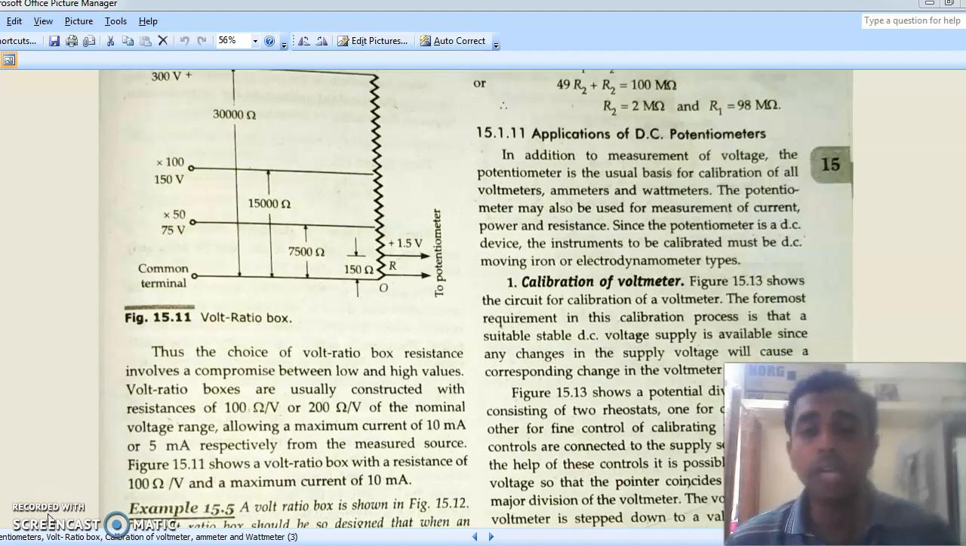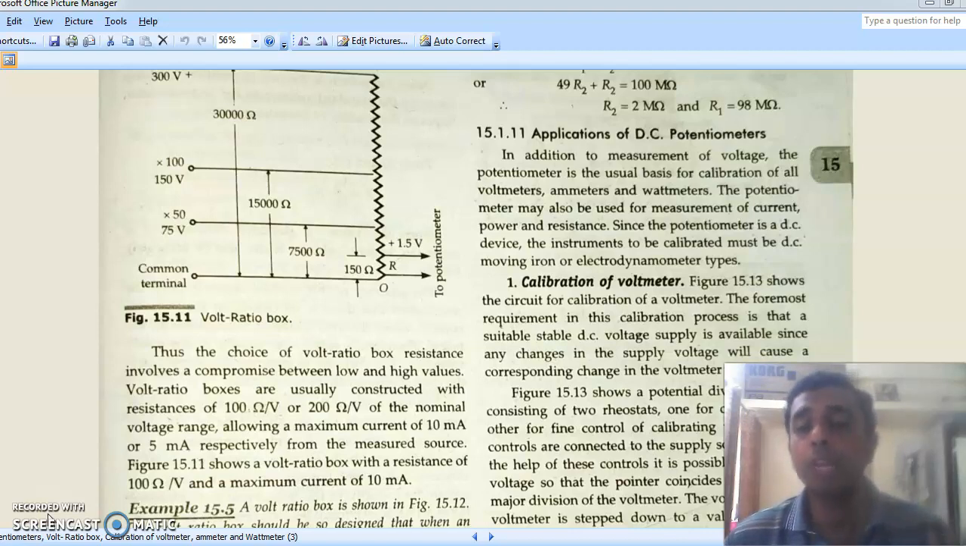So absolute standard means we can calibrate any instrument, a voltmeter for instance, against the DC potentiometer. So we have a standard. We always try to compare our meter with a standard. That standard is actually the DC potentiometer. We are very well acquainted with the term calibration. That is, we are comparing the measurement of an instrument with an absolute standard.